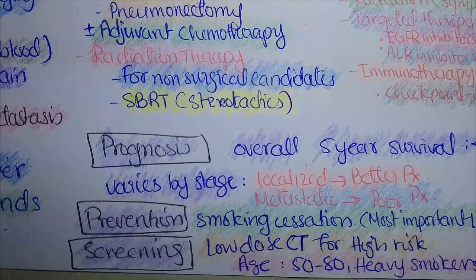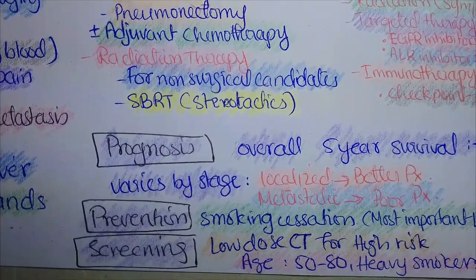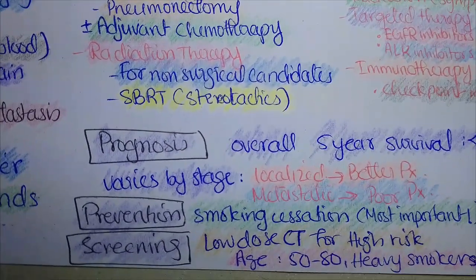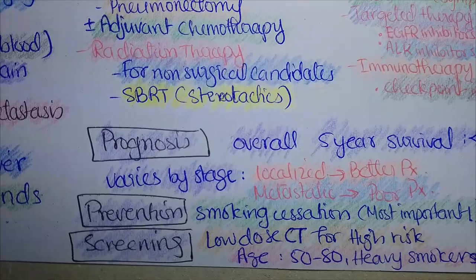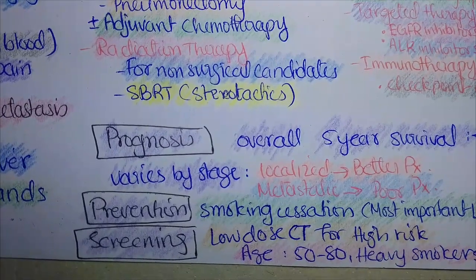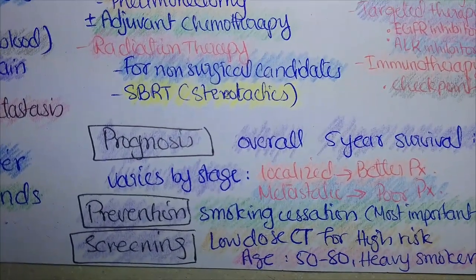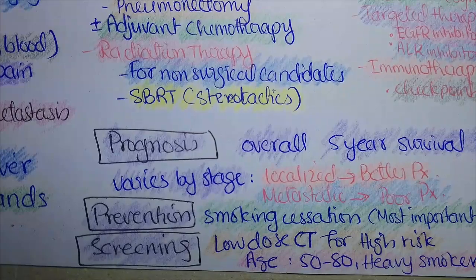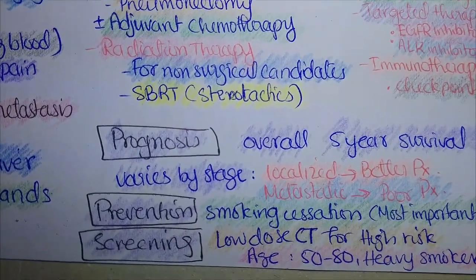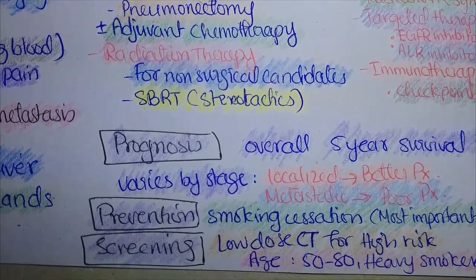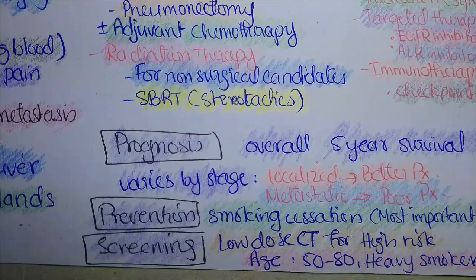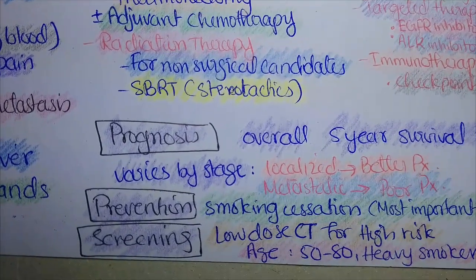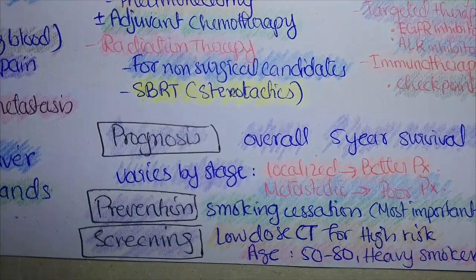Prevention is crucial. Smoking cessation is the single most important intervention. For high-risk individuals, heavy smokers aged between 50 to 80, annual low dose CT screening can detect lung cancer early when it's most treatable.